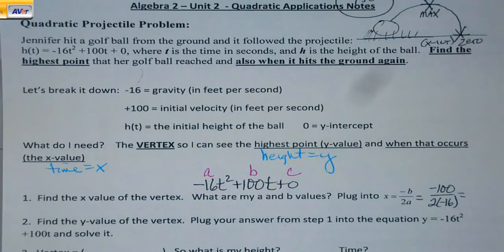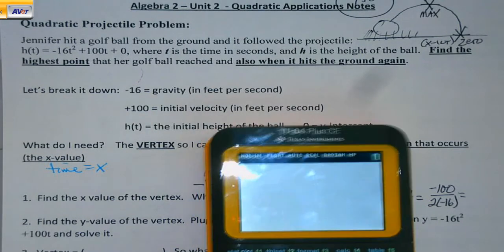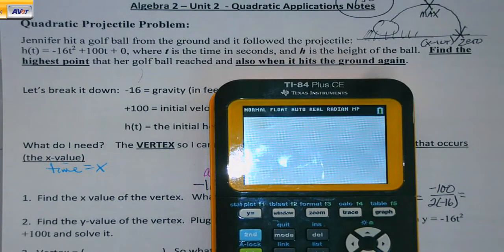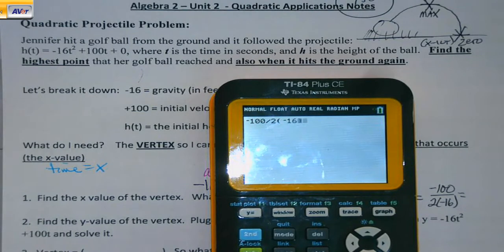Now here's the first place we can get ourselves into trouble if we're not careful. A couple of you were watching as I talked about it on the board yesterday. If I don't watch how I put this into the calculator, I can get a really messed up answer, like 800. So here's how you could get 800 and why that doesn't make sense. If I type in what's here, negative 100 divided by 2 times negative 16, why am I getting 800?